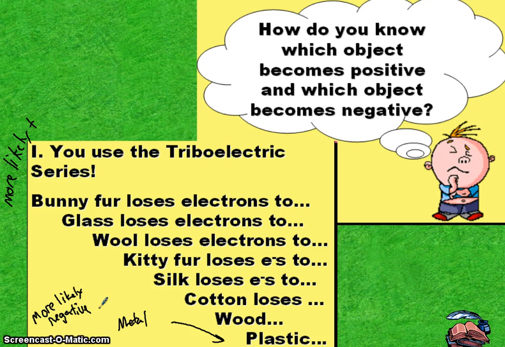So if you take a cat and you rub it, or sorry, where's wool? We're talking about the sheep and the bunny. If you rub a sheep and a bunny together, the sheep will gain the electrons, the bunny will lose it, and so you will get a positive bunny and a negative sheep.